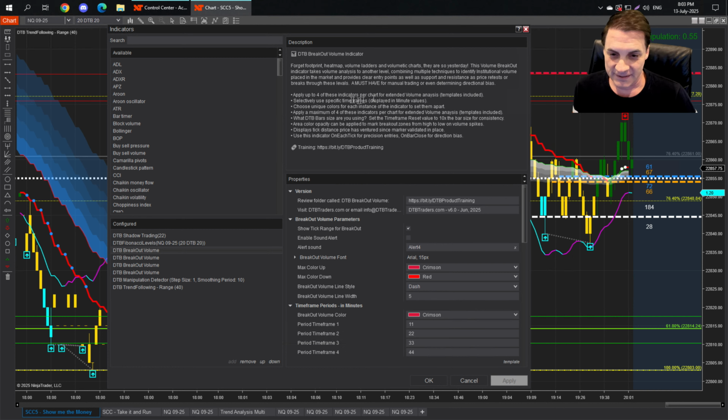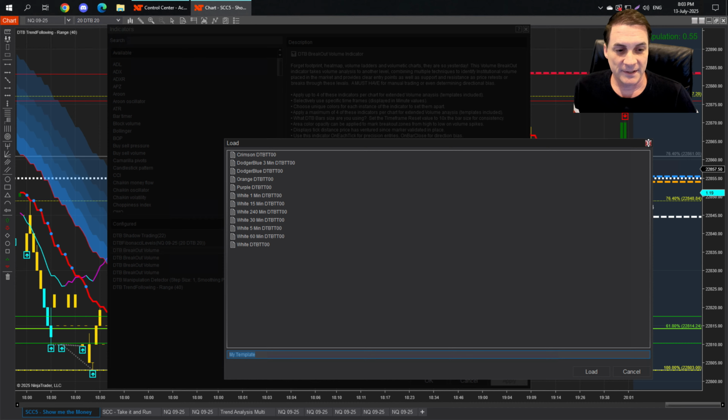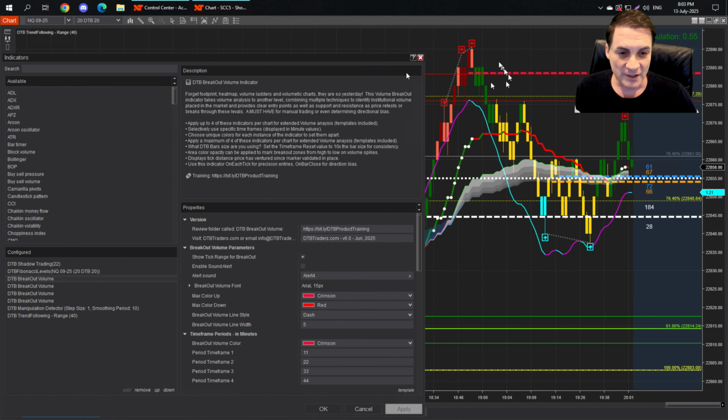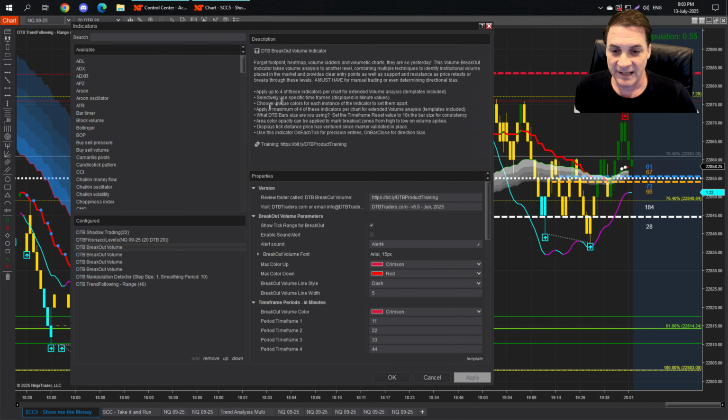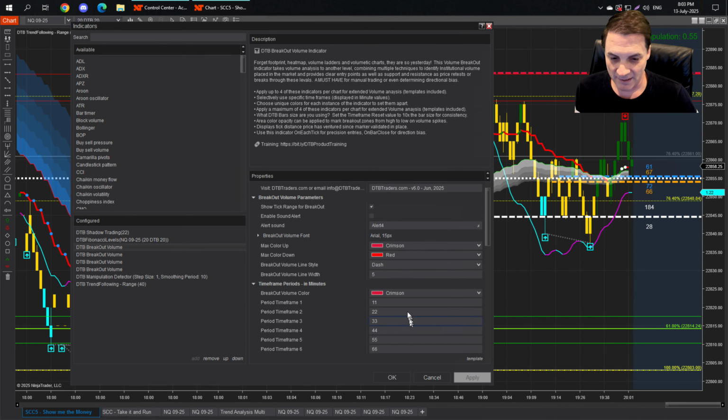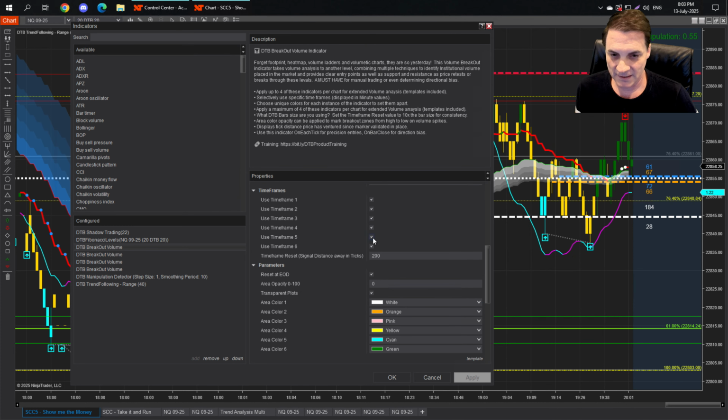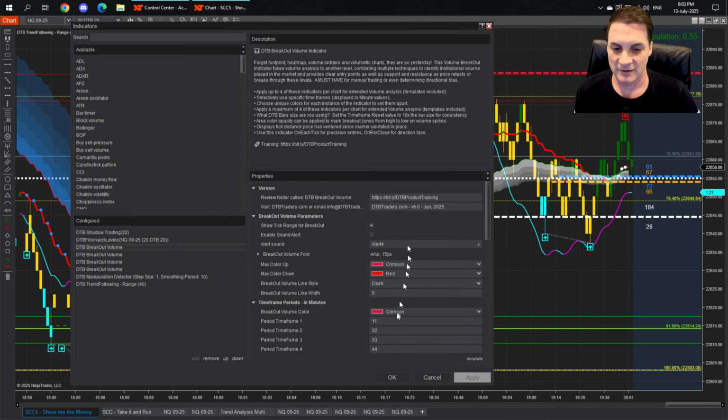Then it says to apply up to 4 of these indicators per chart for extended volume analysis, templates included. We know the templates are over there. The templates are provided with the DTB system, and you can see how the different color combinations are there. And selectively use time frames. You can choose different time frames displayed in minute values. Choose unique colors for each instance of the indicator to set them apart. So you've got different colors over here.